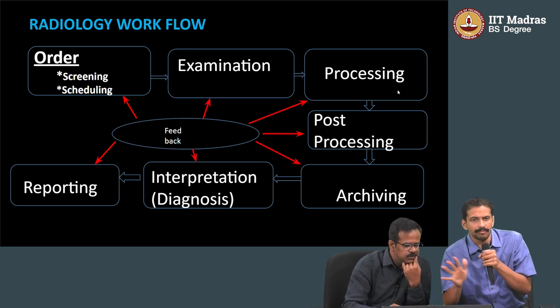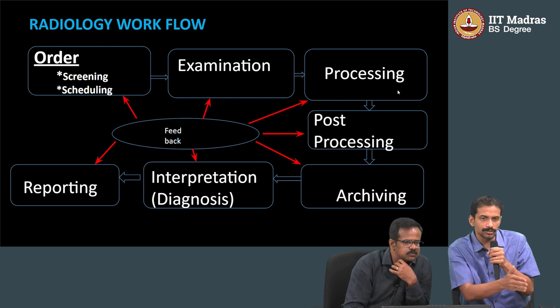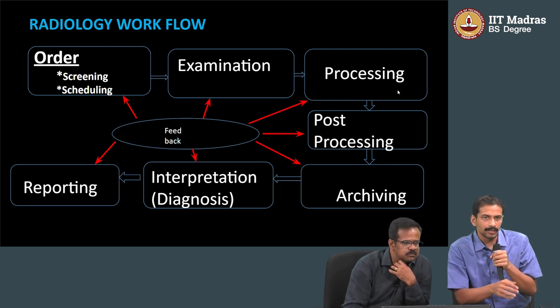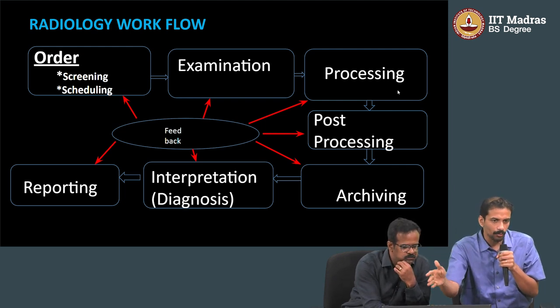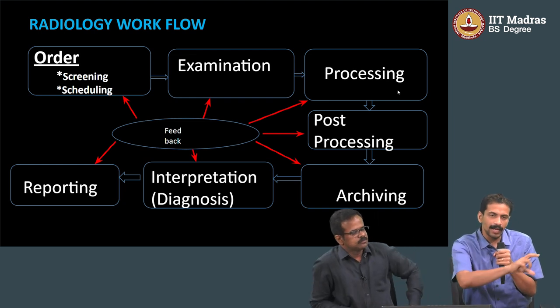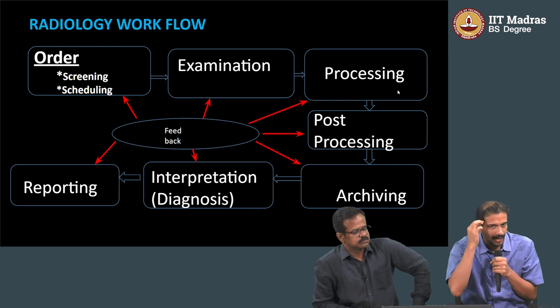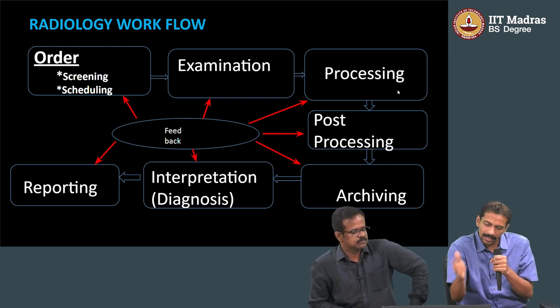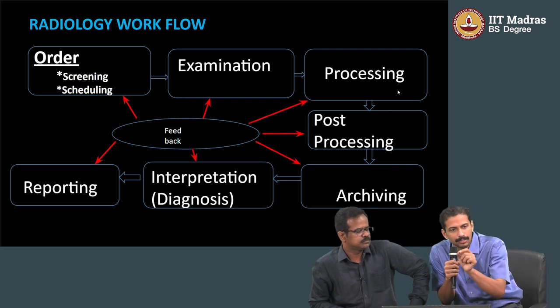So scope is everywhere, right from the patient order. The clinician tells you they go and get a scan for this particular thing. So right from there till the image generation, even after, during the reporting and archiving, the entire pipeline or the entire workflow can be improved. Every step has scope. You just have to find an area where there is a problem.